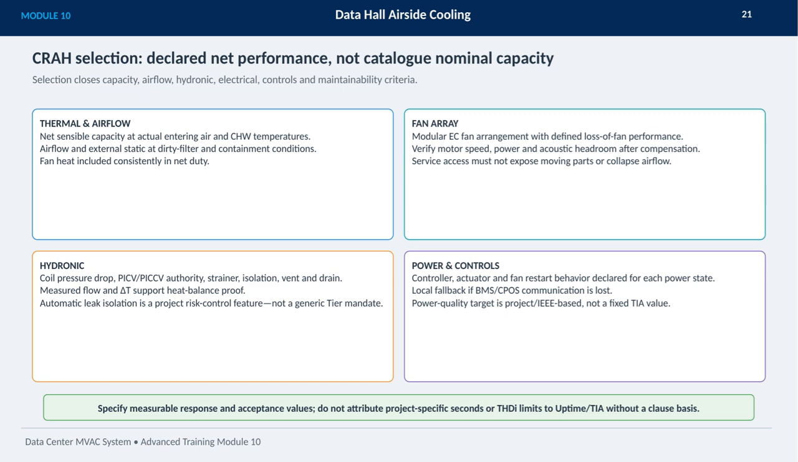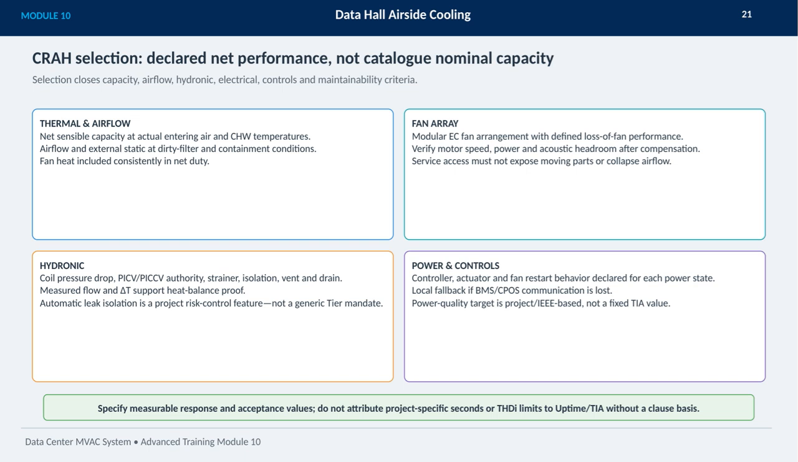In hydronics, attention is given to coil pressure drop, PICV and PICCV authority, strainers, isolation valves, vents, and drains. Measured flow and temperature differential support heat balance verification. Note that automatic leak isolation is a risk control feature for the project, not a generic tier requirement.